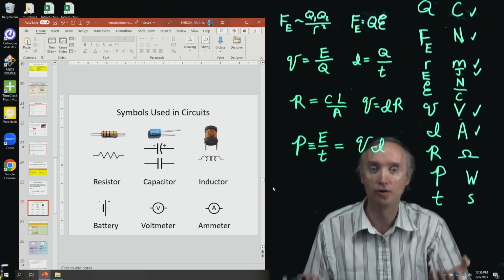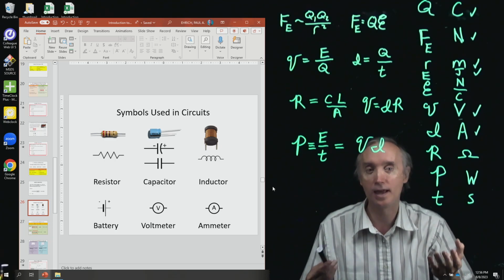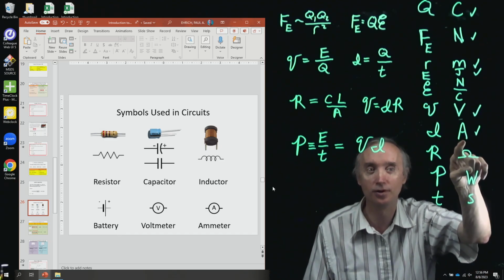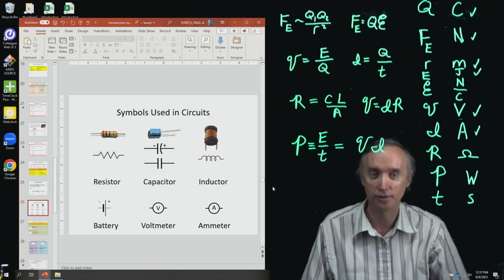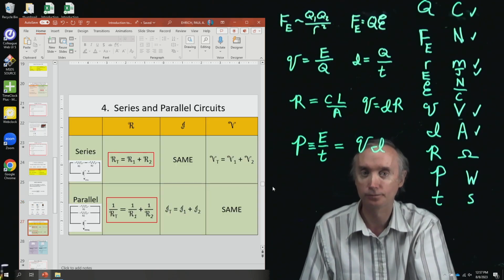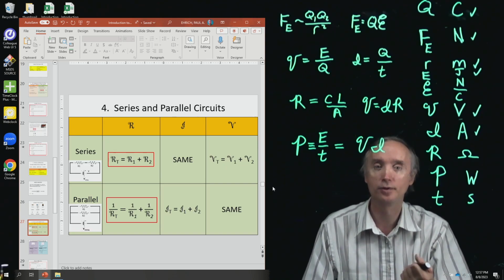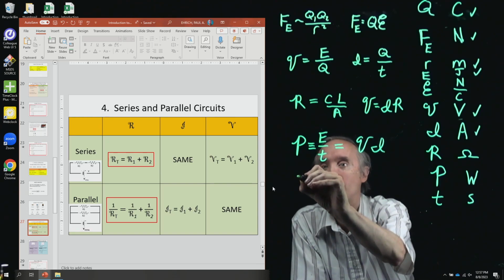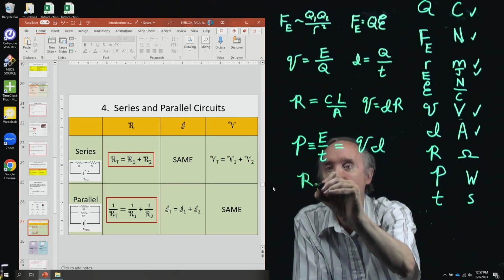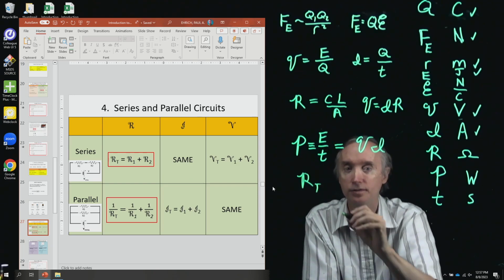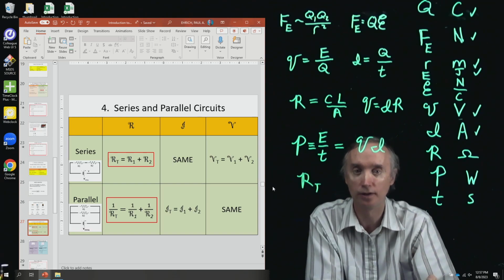So what does a voltmeter measure? Volts. What does an ammeter measure? Amps. So it measures current. Okay? All right, this is very important. We've got just another formula here. This one is how to calculate the total resistance in series and parallel.